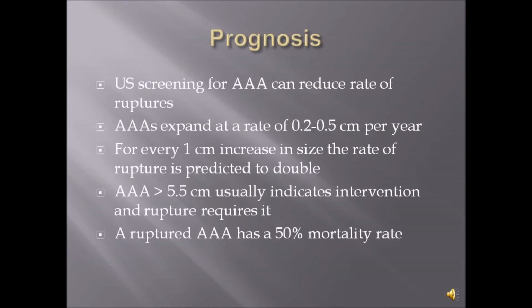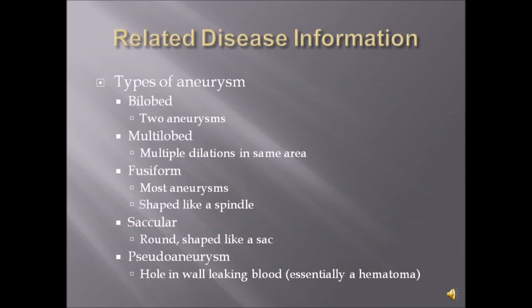The prognosis for somebody with AAA: if there's a screening, their prognosis is a lot better, and it can reduce the rate of ruptures. AAAs expand at a rate of about 0.2 to 0.5 centimeters per year, and for every 1 centimeter increase in size, the rate of their rupture is predicted to double. A AAA over 5.5 centimeters usually indicates that there needs to be some kind of intervention, and if there's a rupture, there's definite intervention required because there's a 50% mortality rate when there's rupture.